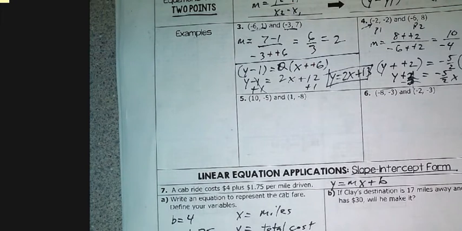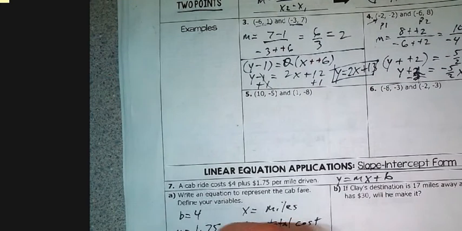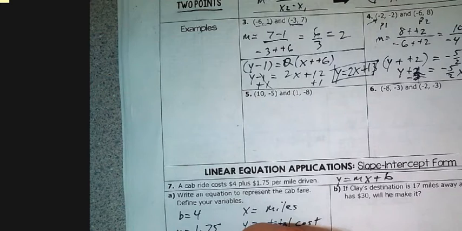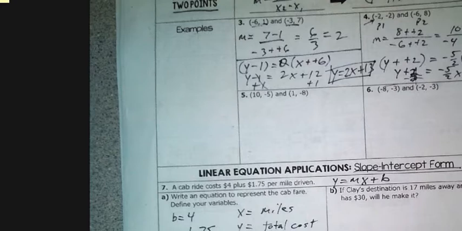It says write an equation to represent the cab fare to find your variable. So we've already defined everything. So now we can just say y equals 1.75x plus 4. There's our equation. Now, we could have used function notation just as well. It would be f of x equals 1.75x plus 4. All right, let's look at part B.